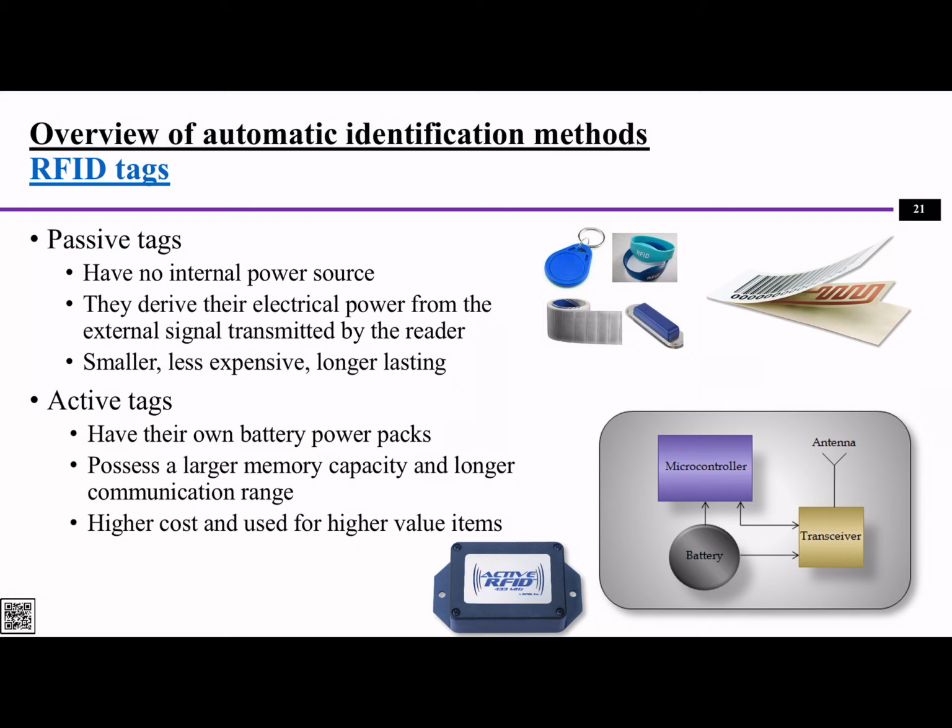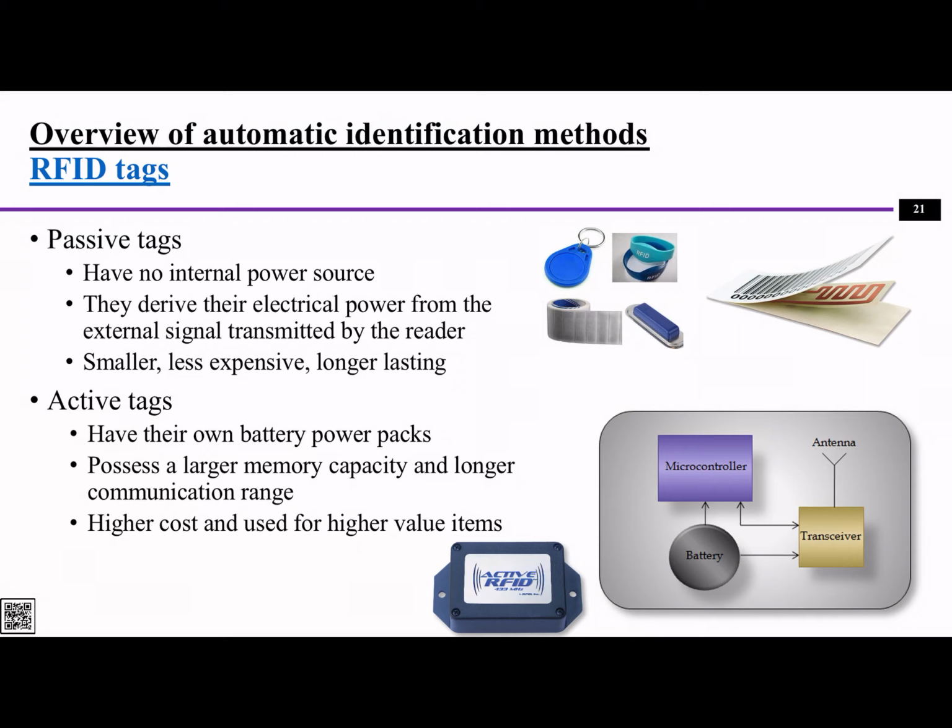All right, so there are different RFID tags. Mainly there are two types. One is passive tags, and the other is active tags. Passive tag means there's no internal power source. Basically they just get their electrical power from the external signal from the reader, and those tags are simply small and less expensive, and they can also last for a long time. Another tag you might see is active tags. Active tag means they actually have their own battery power pack, and also have a larger memory and capacity.